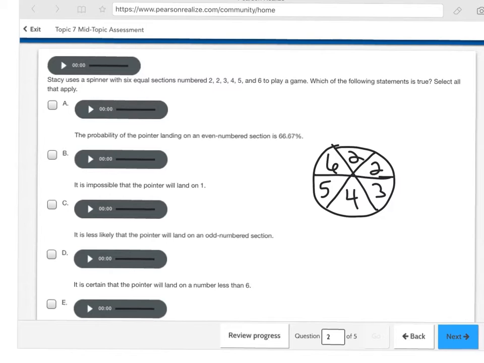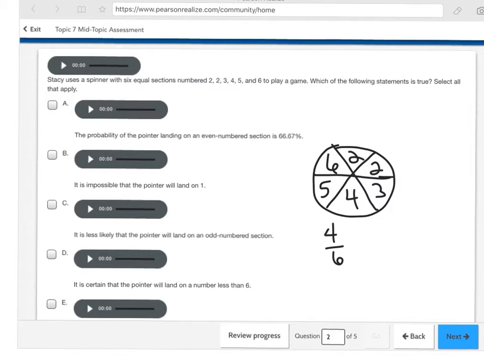The probability of the pointer landing on an even numbered section is about 66.67%. If you look at what we've got here, we've got a 2, a 2, a 4, and a 6. Those are our even numbers. That's 4 out of 6, or 2/3, and if you divide that out, that'll work. So this is one choice that works on this problem. Just watch, because you have to go above to check it.